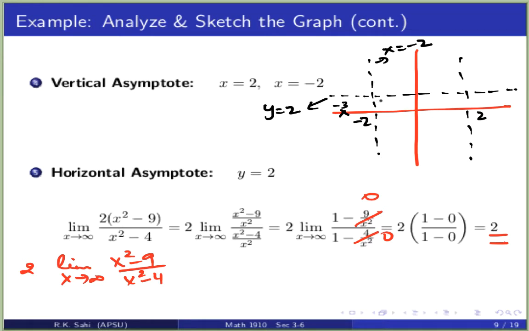Now we also know it passes through the point 0 and 9/2. 9/2 is 4.5, so the graph is above y equals 2 there, because it passes through 0 and 9/2. That means there is no graph beneath y equals 2 between minus 2 and 2. Now, for x greater than 2, we also know it passes through the point 3 and 0. That's the x-intercept, so the graph is below y equals 2 to the right of x equals 2.